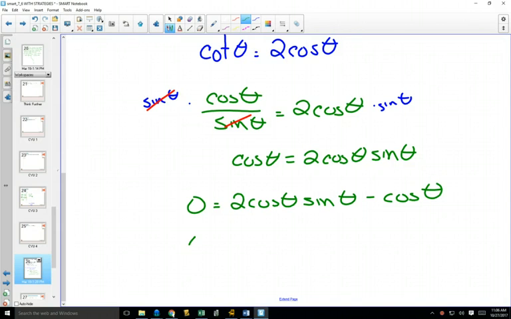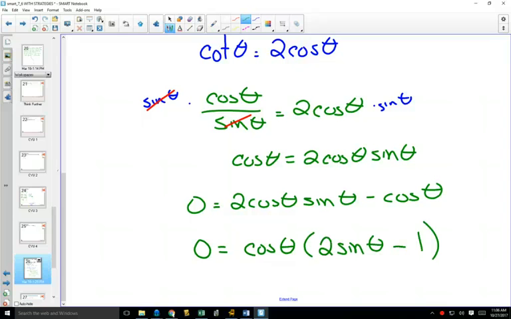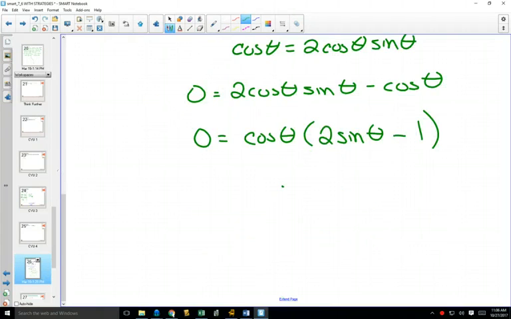So because there's a cos theta in both of them, we can factor that cos theta out, leaving us with 2 sine theta in the first term minus 1 in our second term. And that factoring separates these two equations, and so you do get your trig functions by themselves.